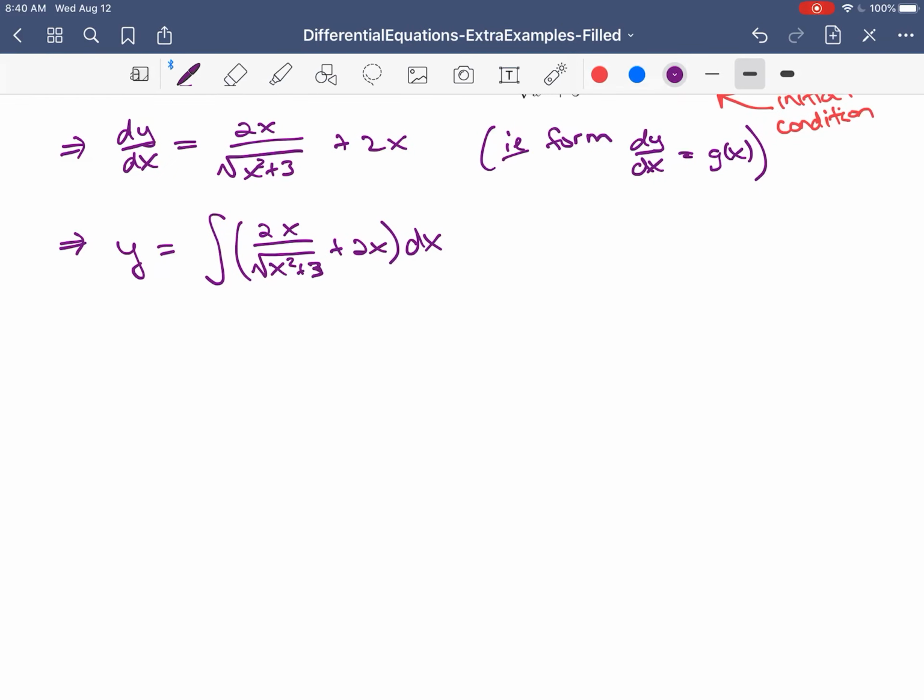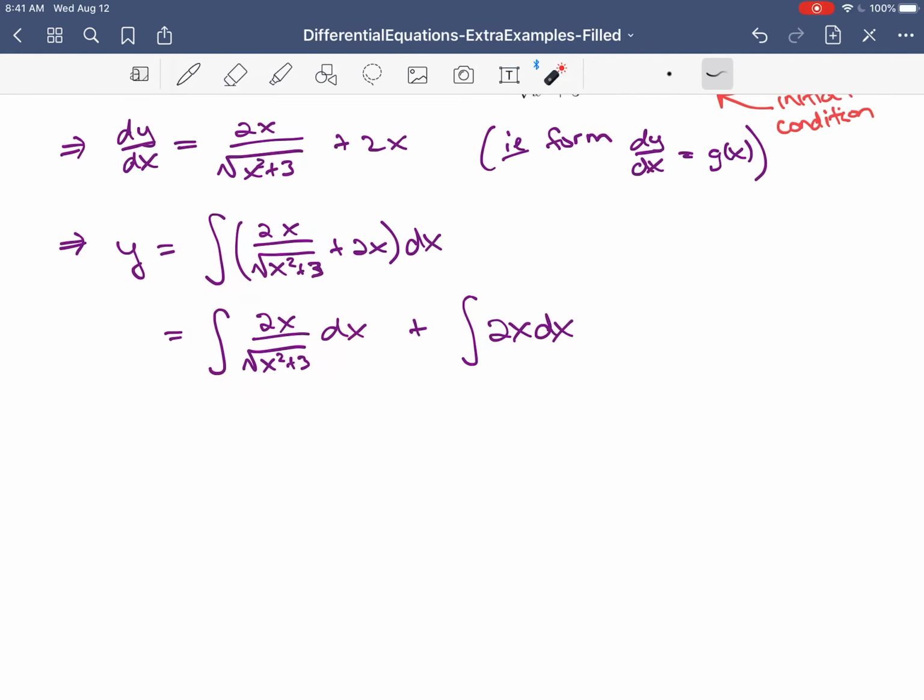Now, because this is a complicated function, I'm going to split it up. The first one here, the 2x over the square root of x squared plus 3, and then we can do that extra 2x one separately. Now this first one is quite complicated, but we can solve this using substitution. So for this one only, we're going to use substitution. But for the other one, we don't actually have to.